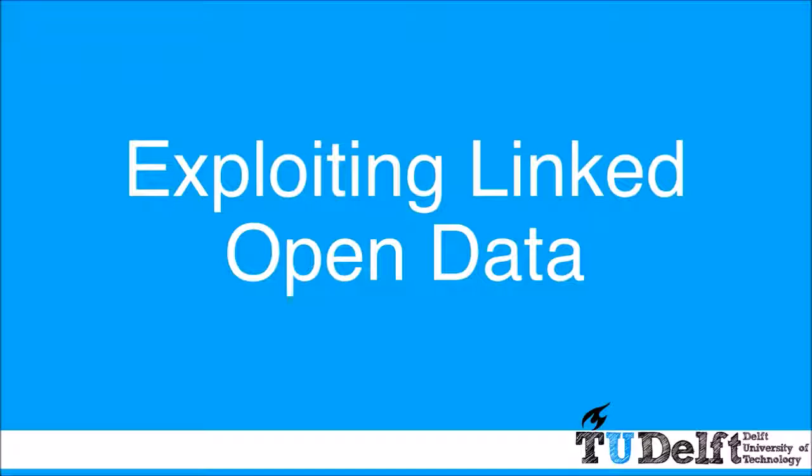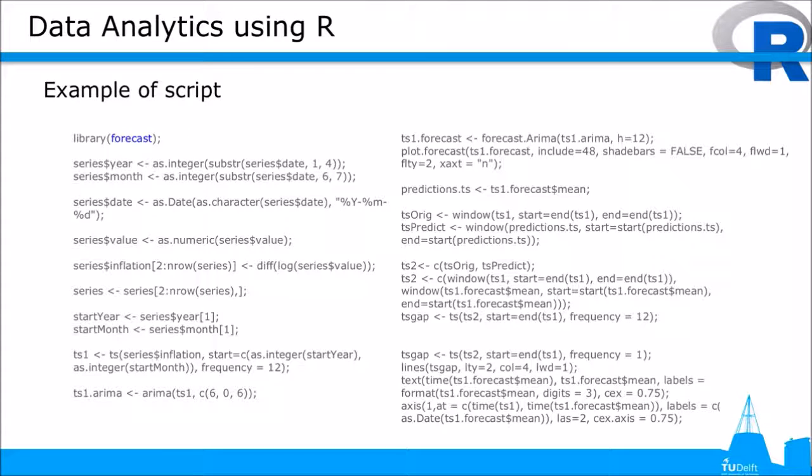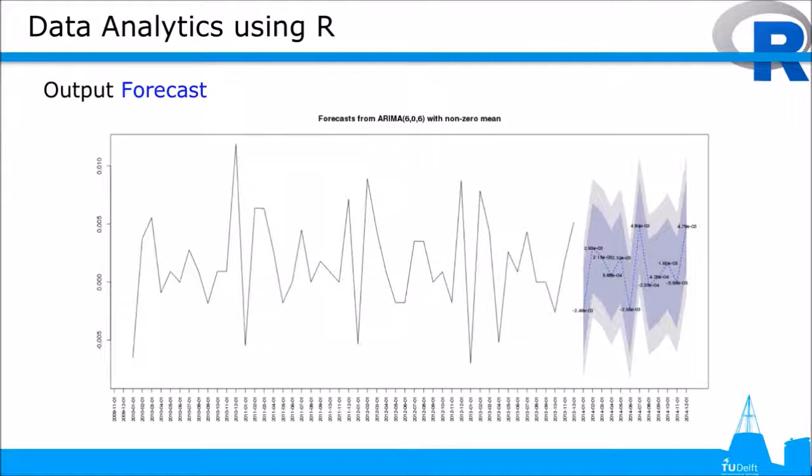The last group of the tools and the most difficult part is exploiting LOD. The tools included in the toolkit are for searching, querying, analyzing, and visualizing. In this tutorial, we will use R statistical analysis as an example. This is an example of an R script to predict something. You can learn more about R script from many sources on the internet. For example, http://r-tutor.com. The output of the previous R script is then visualized, for example, in this graph.